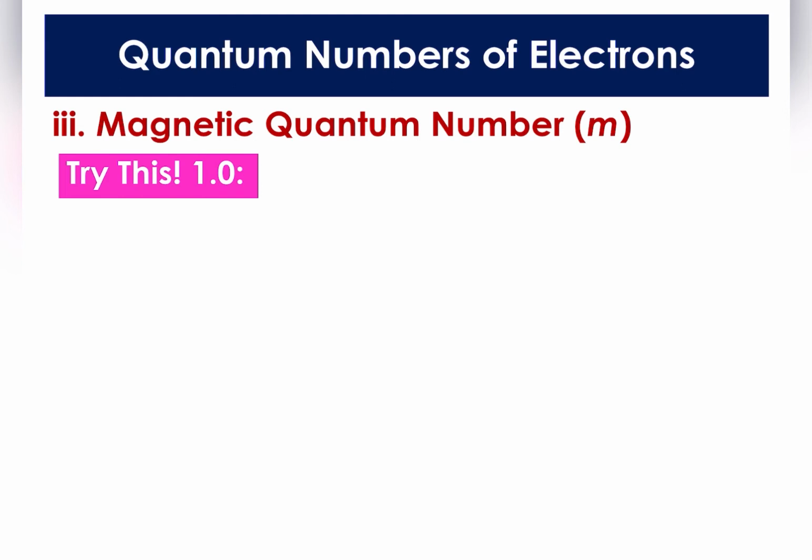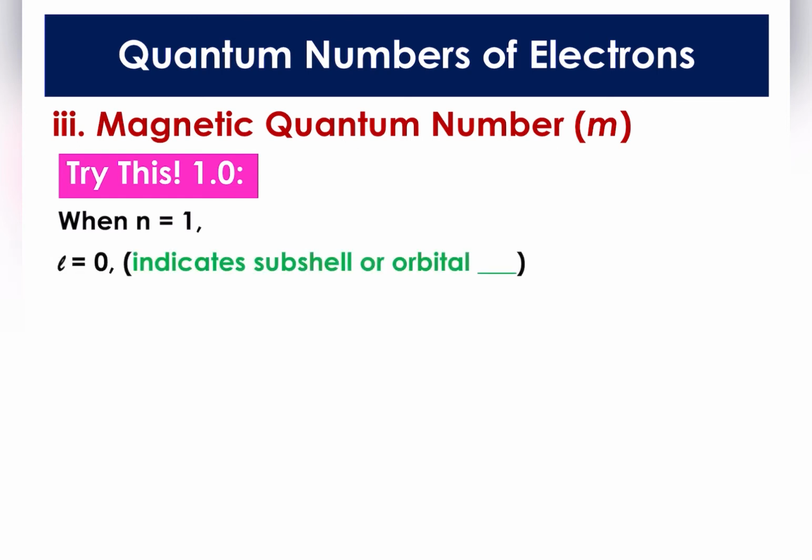Saya ada try this one, when n equals to 1. So, maksudnya, dia dah beri n equals to 1, the principal quantum number. Kita akan relate. So far, kita belajar dah 3 quantum numbers. So, n equals to 1. So, L equals to 0. It will indicate subshell or orbital s. So, inilah yang awak kena relate towards each other between the 3 quantum numbers that you've learned so far. And next one, daripada L equals to 0, kita tahu dia orbital s.